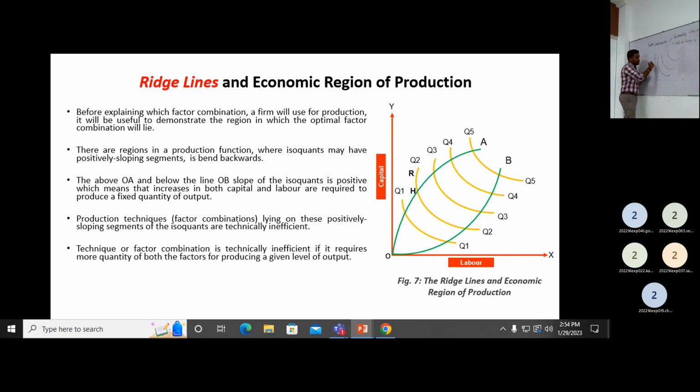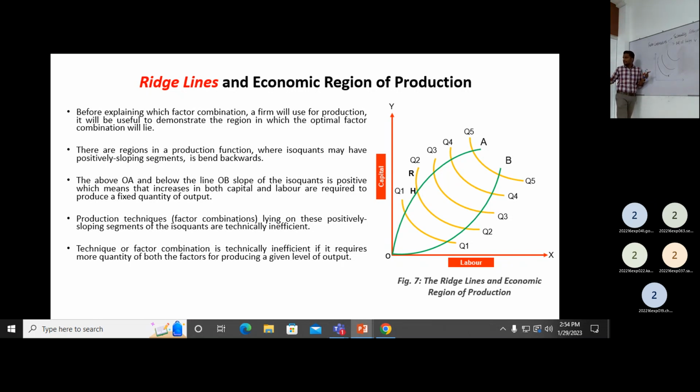Understood? What do you mean by that? Here, from this point to this point, you are reducing your capital and you can increase your labor to replace that capital to keep the output as it is. That's what we learned, isn't it? But if you consider the areas after this point, to keep the output constant, you need to increase both of your factors.